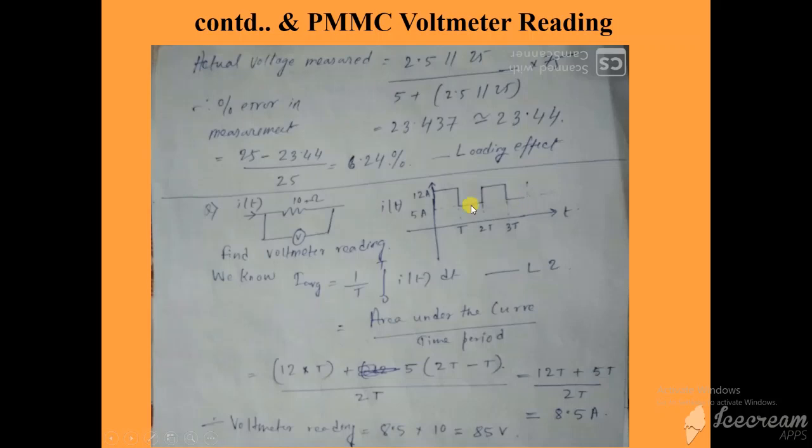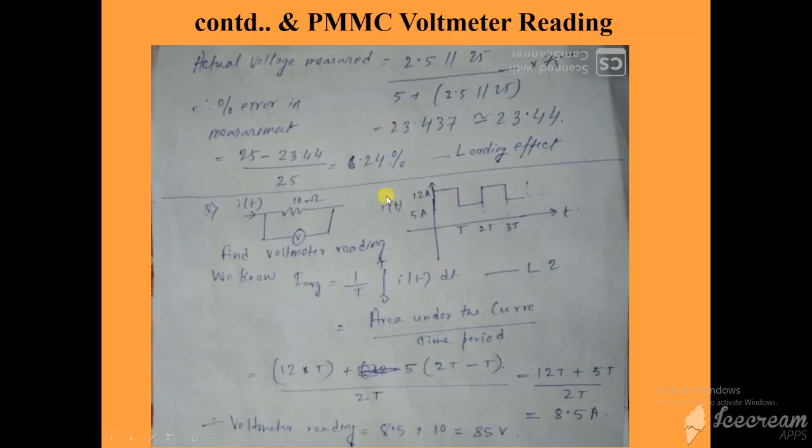This is the kind of current waveform. This current waveform has some average value, right? See, this is the zero axis, this is the origin. So this is the waveform given, and we need to measure the voltage across this resistance with a DC voltmeter. Suppose it is a first kind, a PMMC voltmeter. First let us consider the PMMC voltmeter, right?